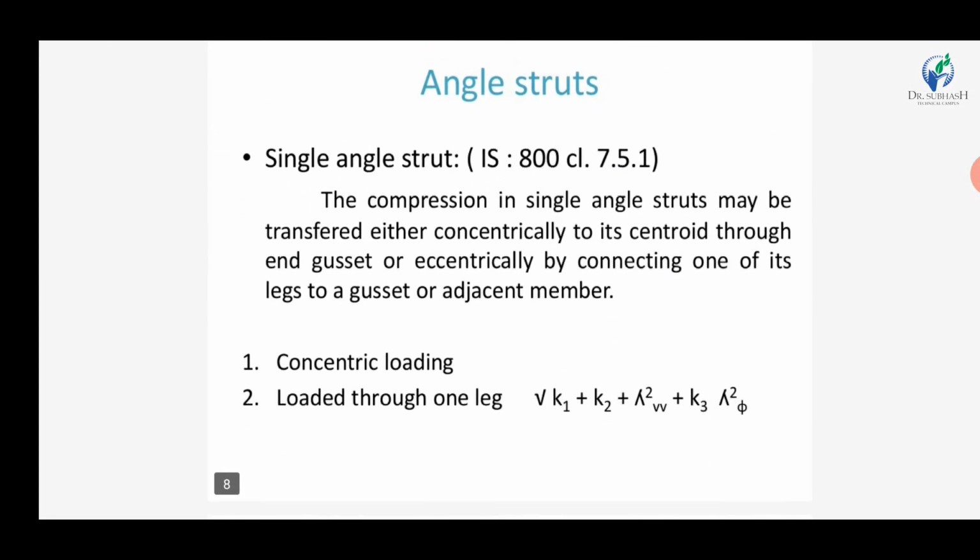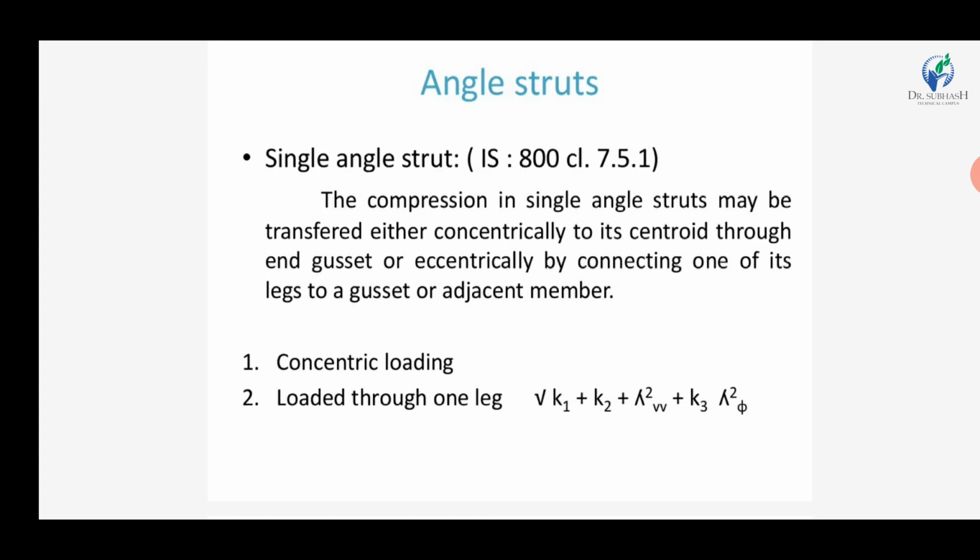Now we start the angle strut. In angle struts, first we look at the single angle strut, given in clause number 7.5.1. The compression in a single angle strut may be transferred either as a concentric load through the centroid at the end of the gusset, or the load may be applied eccentrically by connecting one leg to the gusset member. So as per clause 7.5.1, two types of loading are there. First is concentric loading and second is load through one leg.